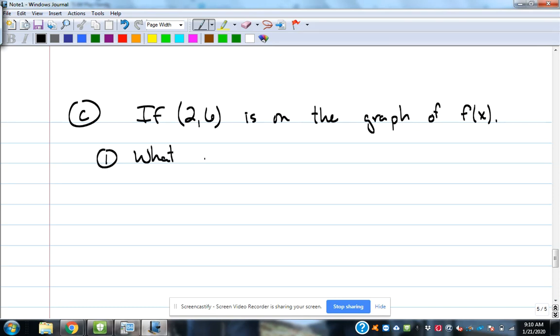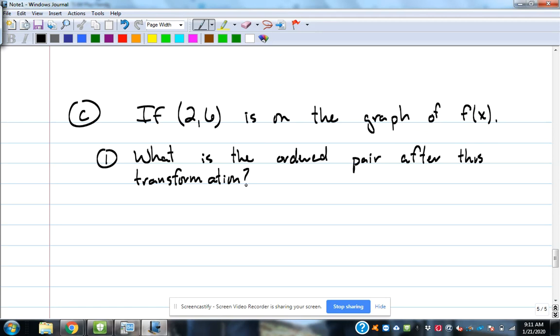What is the ordered pair after this transformation? Y equals -3 f of x minus 1. All right. So the key to doing this type of problem is not plugging in x. I know that's been the focus of a lot of things that we've done in chapter 3, is you took that 2 and you plugged it in. Don't do that here. Okay.